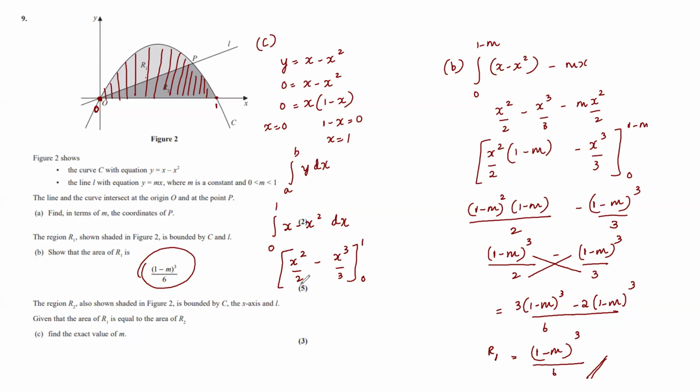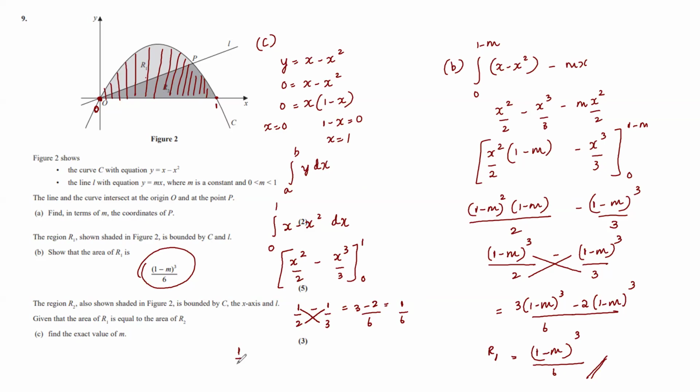1 instead of x: 1 square by 2 is 1 by 2, minus 1 cube by 3 is 1 by 3. So here we just multiply both the denominators. 2 into 3 is 6. To get the numerator, cross multiply. 1 into 3 is 3 minus 2 into 1 is 2. This will give us 1 over 6. So we got the area under the quadratic curve and above the x-axis as 1 by 6.